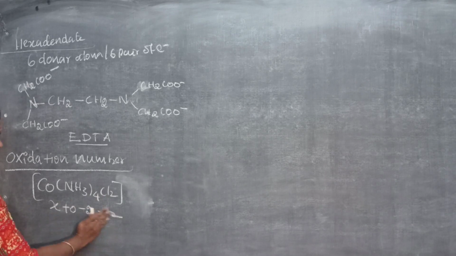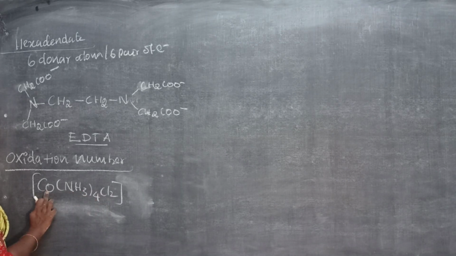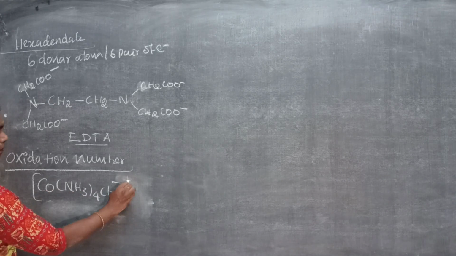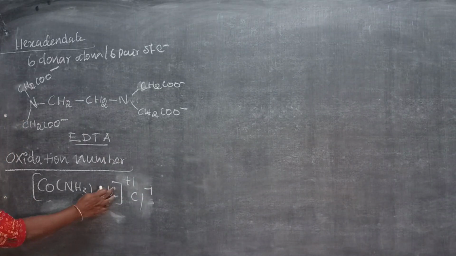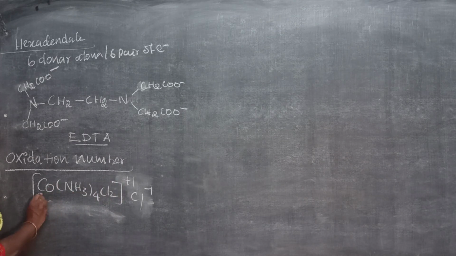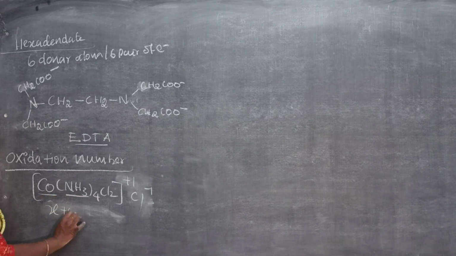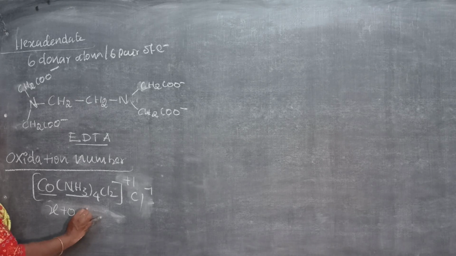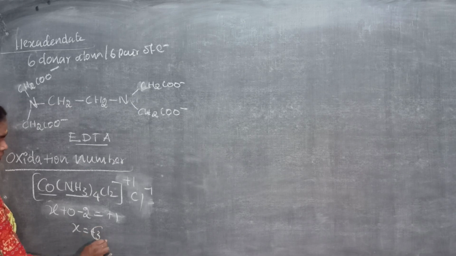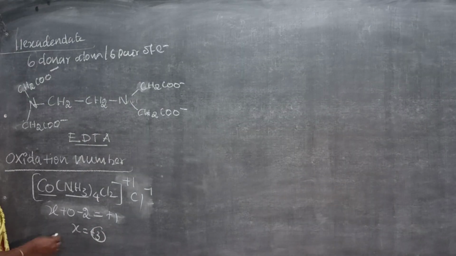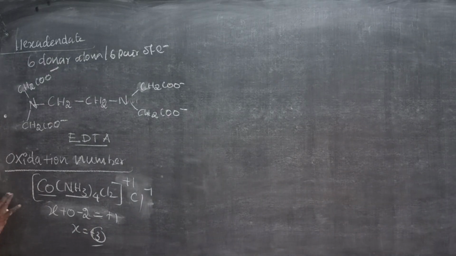Here it is one Cl minus, so outside it is minus 1, and the complex carries plus 1. Now calculate the oxidation number X. The amine is a neutral ligand, plus 0. Then chloride is the negative ligand, minus 2, which equals plus 1. So X is equal to plus 3. This is the method of calculating the oxidation number.